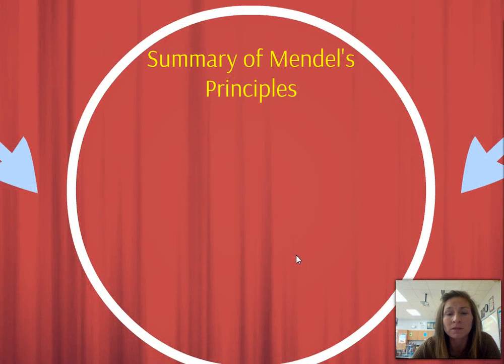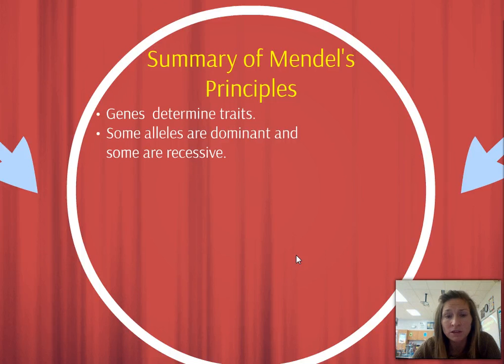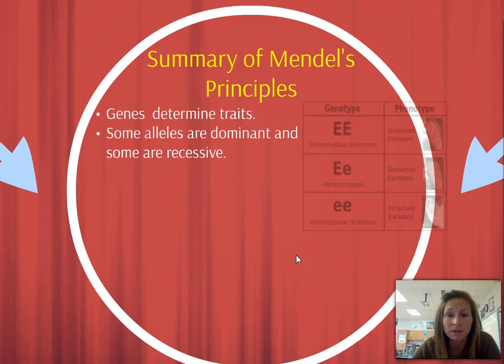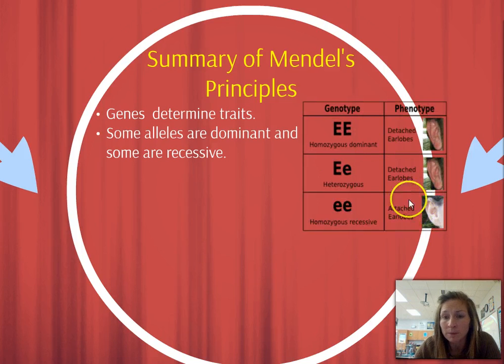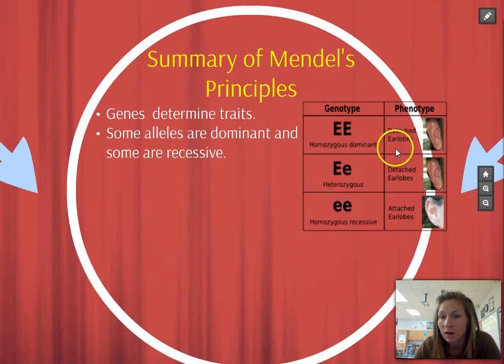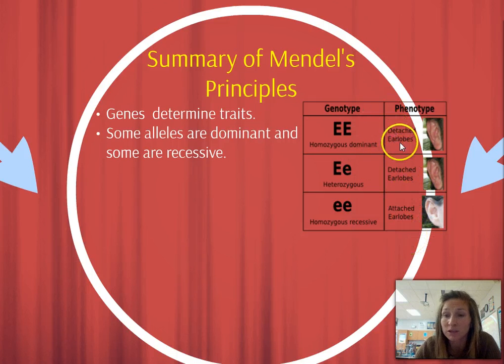All right, so a summary of the principles that we've talked about is that genes determine traits and that some alleles are going to be dominant over others that we call recessive. Here's another example. We have a homozygous dominant situation with this earlobe example. Detached earlobes are dominant, and attached earlobes are recessive. If you have the heterozygous version, that dominant allele is going to mask the recessive, and you'll still have unattached or detached earlobes. And then finally, if you have two recessive alleles, you will get the attached earlobe trait.